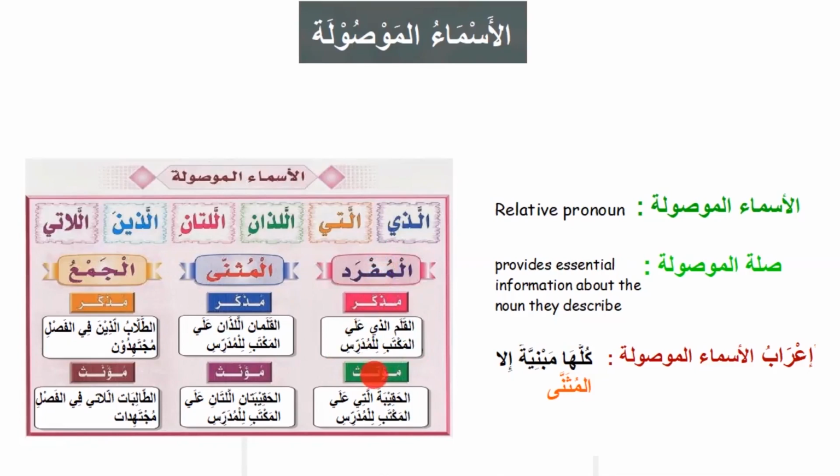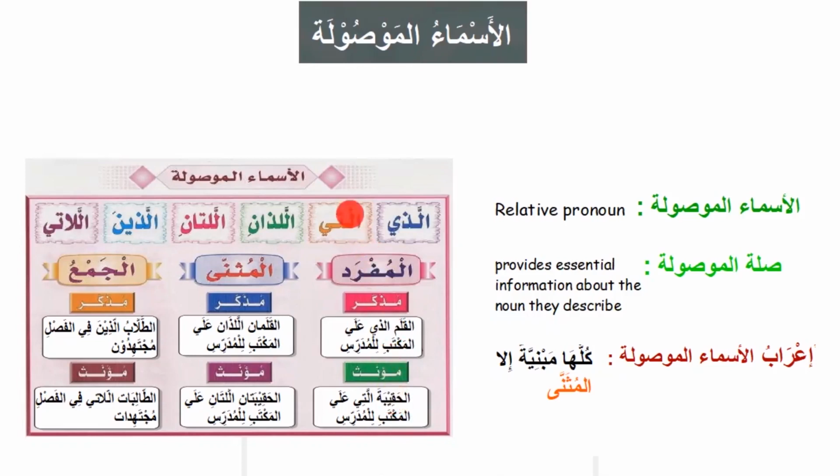Now mu'annas. So observe this example. Al-haqibatu allati ala al-maktabi lil-mudarrisi. Now the pen is replaced by a haqibatun, a bag, right? So the bag which is on the table belongs to the mudarris. Now you can observe that you are dealing with something that is feminine in terms of gender. The haqibatun, the bag, is feminine, right? But it is singular. It is singular, so that is why you see singular mu'annas.